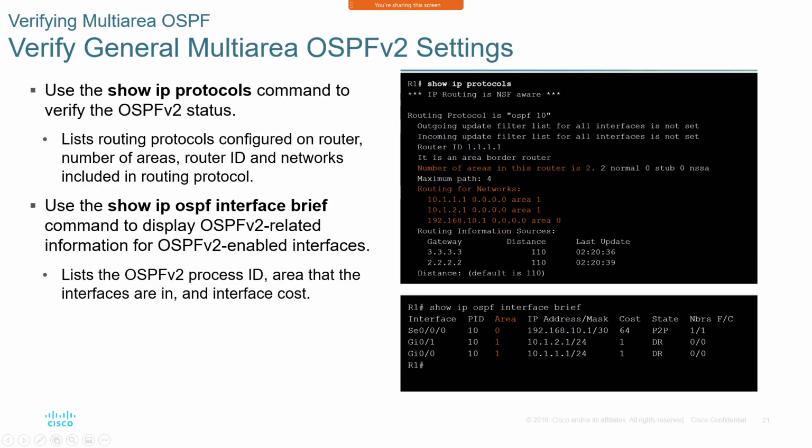If you go back here a little bit, the show IP protocols is going to tell us how many areas the router is part of. It's going to show us the network and the areas, but it's not going to show us if that area is going to require an election. It's not going to tell us the cost, but the show IP OSPF interface brief will, okay? And it's also going to show us the IP address as well, the mask, the area, and so on.